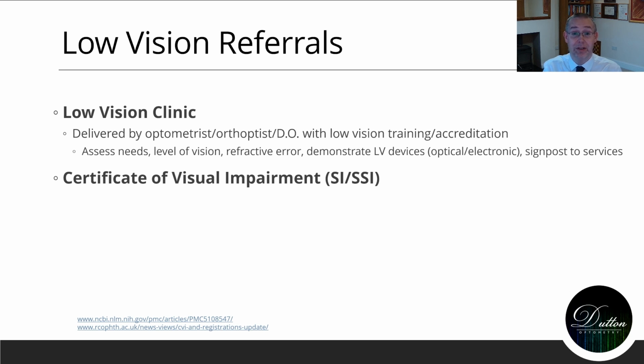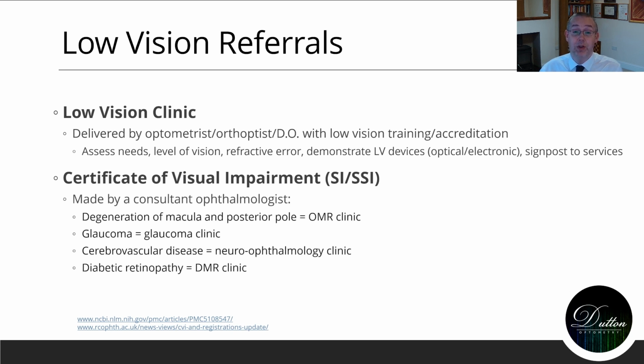To contrast that with a patient who requires a certification of visual impairment, so that's either being certified as sight impaired or severely sight impaired, and as you know, the old terms for that were partially sighted or blind. Usually this will be done by a consultant ophthalmologist, so if you want somebody to have a certificate of visual impairment, or CVI as they're known, you'll need to refer that patient to the most appropriate clinic.